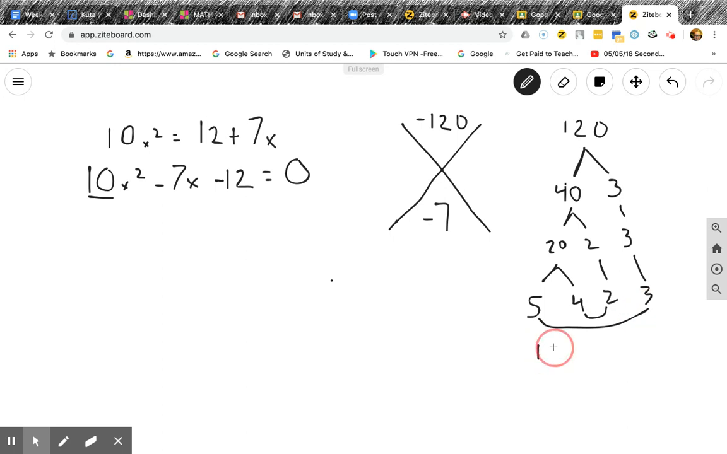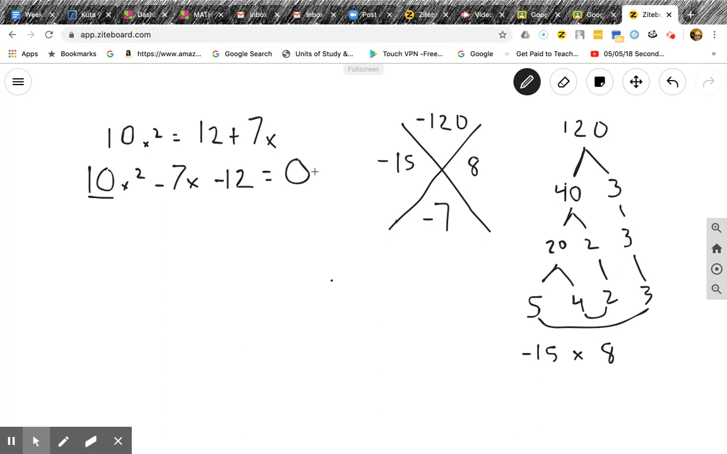So 15 times 8. 15 times 8 is 120. If we add these together, we put a negative here. Yes, that would give us negative 7. So that's what I'm going to use. I'm going to use negative 15 and then an 8.